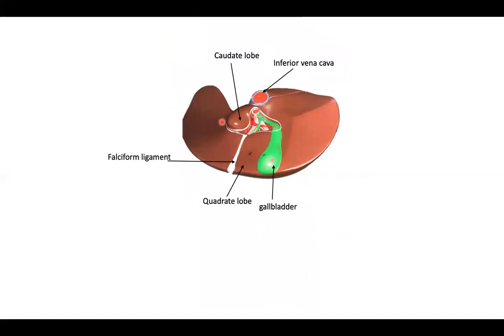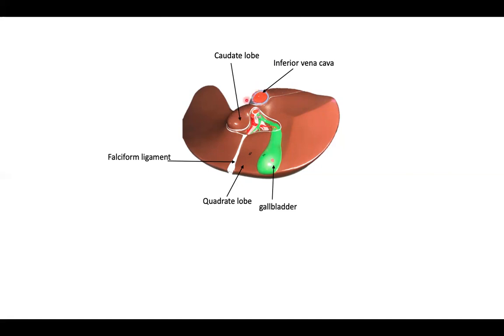So this is the posterior view of the liver. Again, the larger lobe would be your right lobe, the smaller lobe would be your left lobe, separated by the falciform ligament. You can also see the gallbladder a lot better here. The additional lobes that we discussed, you have the quadrate lobe, which is identified in terms of location right next to your gallbladder, and then the caudate lobe on the other side.